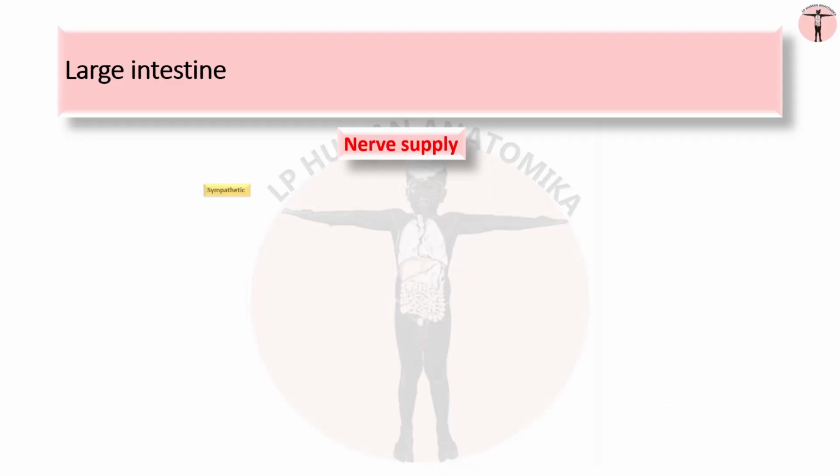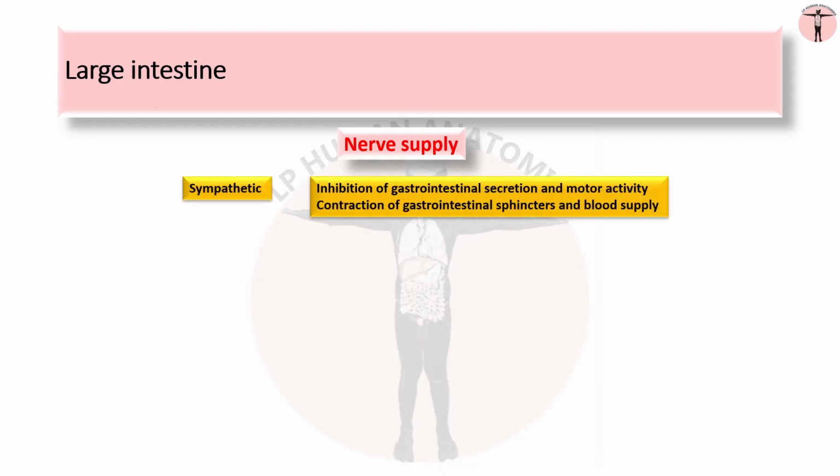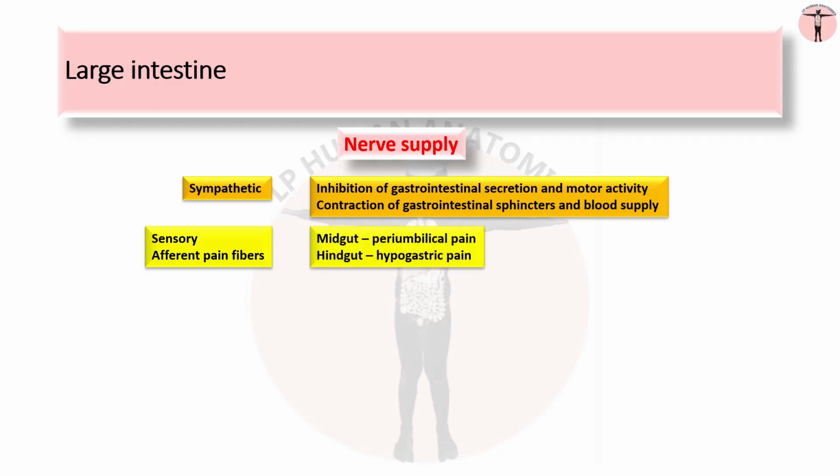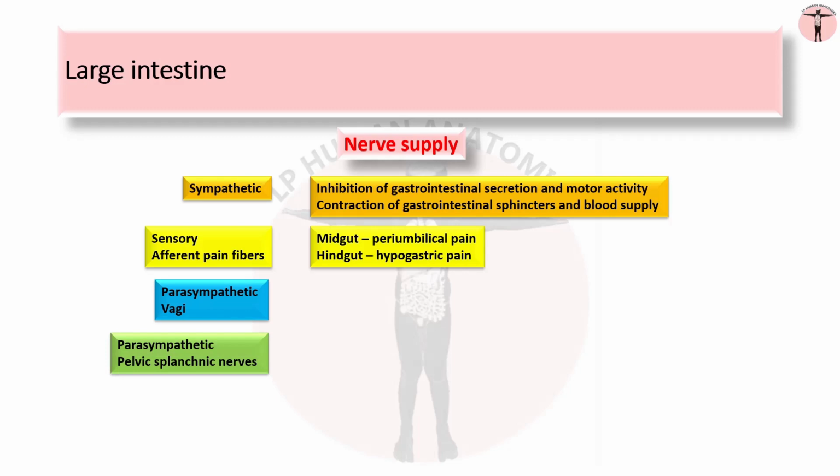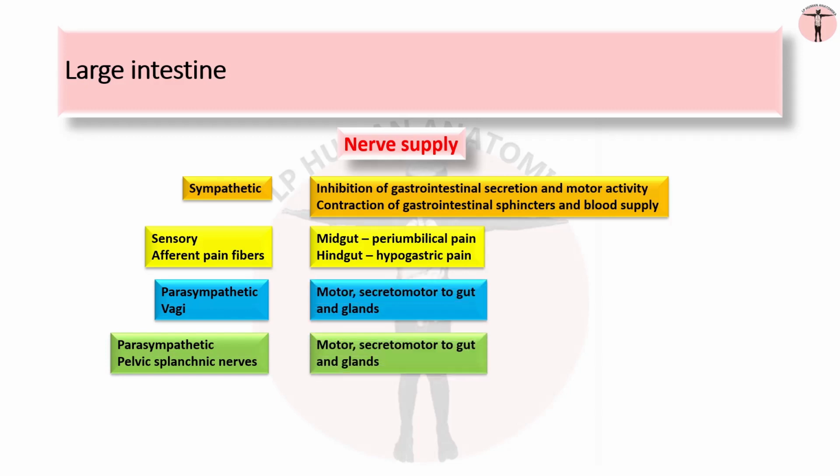The sympathetic fibers cause inhibition of gastrointestinal secretion and motor activity, and contraction of gastrointestinal sphincters and blood vessels of the gut. The afferent pain fibers accompany the sympathetic fibers. If they arise from midgut derivatives, it gives rise to periumbilical pain, but to hypogastric pain if it arises from the hindgut derivatives. The parasympathetic is motor and secretomotor to the gut and its glands.